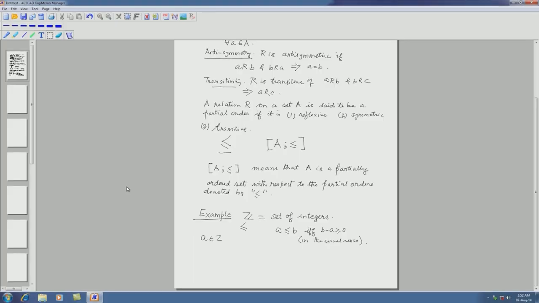Now, we can quickly check that this is indeed a partial order, because if we take any element A inside the set of integers, we do not have to explain much to tell that A is less than or equal to A for all A belonging to Z. And then if we take two integers, and suppose these two integers denoted by a and b are such that a is less than or equal to b and b is less than or equal to a, then together they will imply a equal to b. So, we have antisymmetry over here.